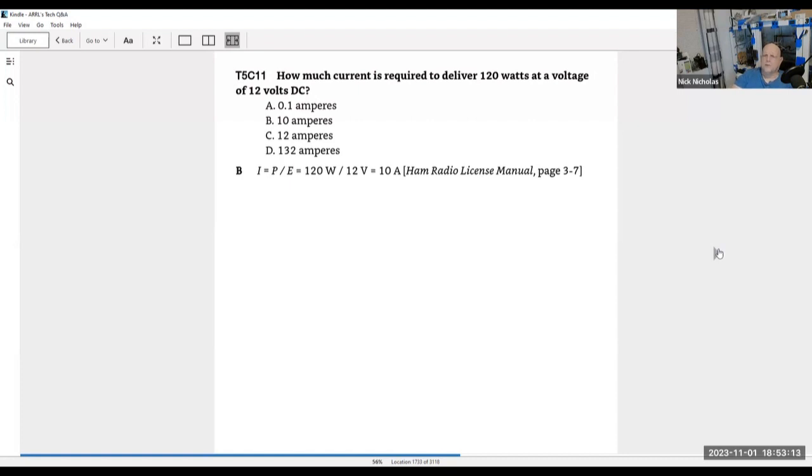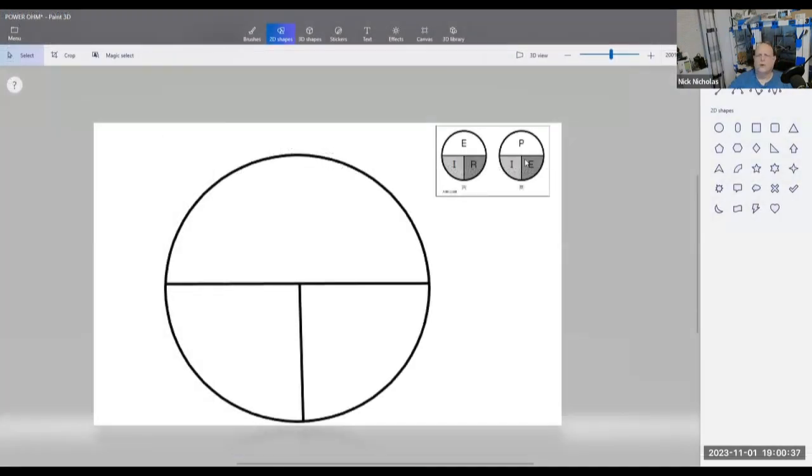How much current is required to deliver 120 watts at 12 volts DC? Well, okay. If P is equal to IE, you can use a circle to do this if you don't know how to derive the equations, but I is then equal to P over E. These two circles we talked about earlier.